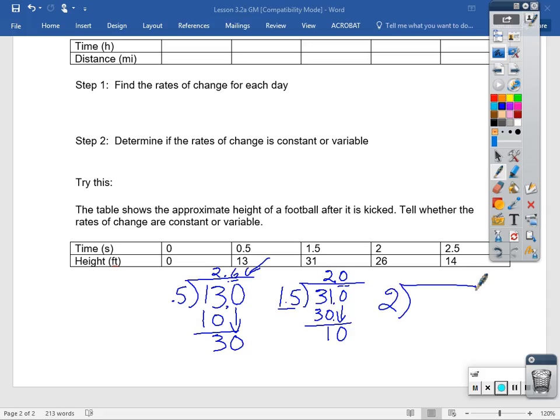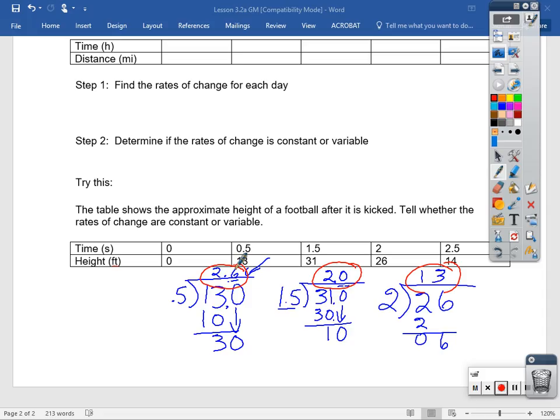We have our 2 into 26. 2 goes into 2 once. Bring down our 6. 2 goes into 6 3 times. So now it went to 13. That's pretty crazy because now it's gaining speed. Or the height. That's crazy. Anyway, we know it's variable because we have 13, 2, and 2.6.